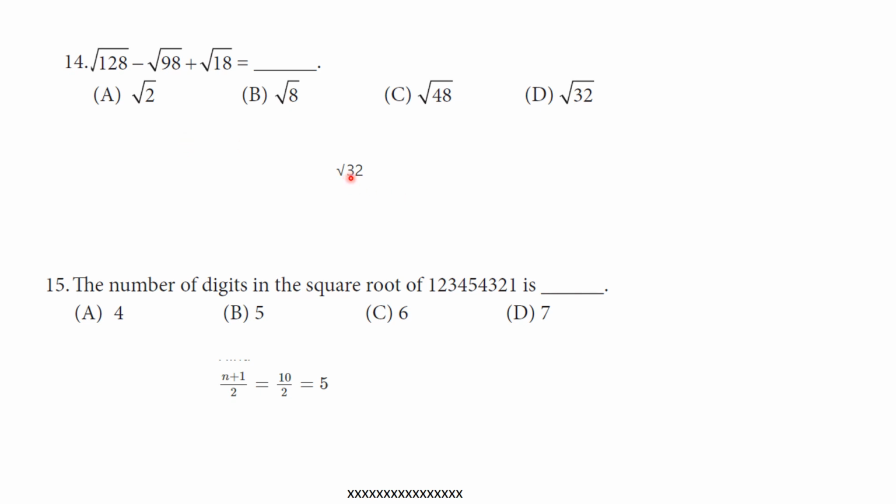Next, the number of digits in the square root of 123454321. First you count the digits, that is 9. If it is odd, the formula is n plus 1 by 2. So 9 plus 1, 10 by 2 equals 5. So the number of digits in the square root of this number is 5.